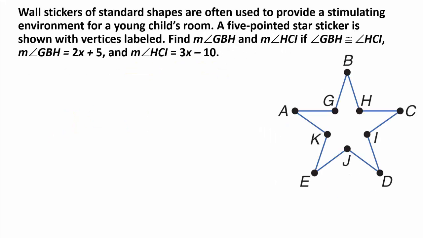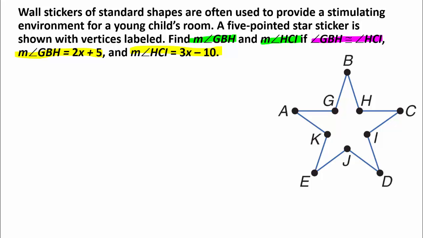Now let's use this idea of congruent angles to solve a problem. It says wall stickers of standard shapes are often used to provide a stimulating environment for a young child's room. A 5-pointed star sticker is shown with vertices labeled. Find the measure of angle GBH and the measure of HCI if angle GBH is congruent to angle HCI, and the measure of angle GBH is 2x plus 5, and the measure of HCI is 3x minus 10.